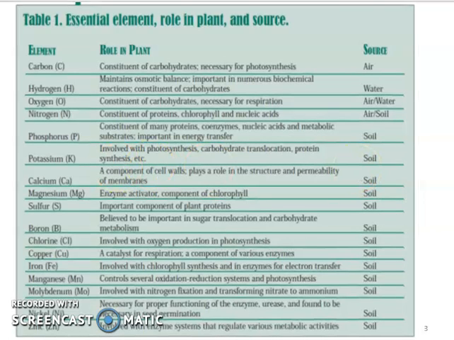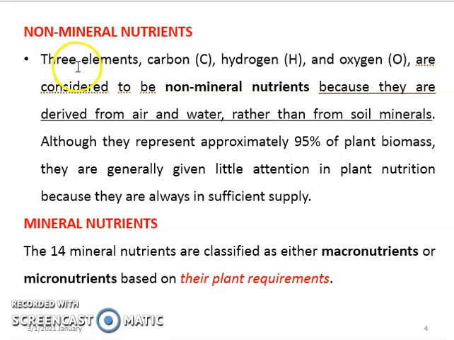So we can classify the elements into non-mineral nutrients and mineral nutrients. Non-mineral nutrients are carbon, hydrogen, and oxygen. The classification is based on the fact that they are derived from air and water rather than from the soil.